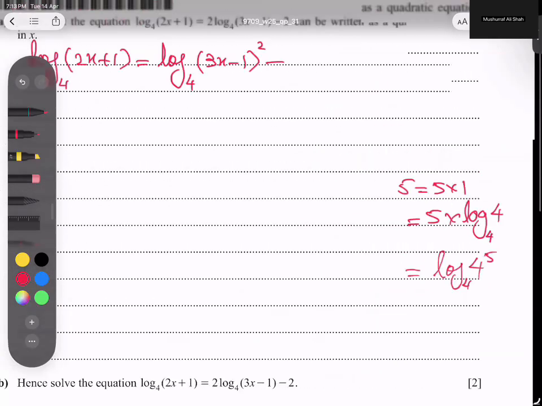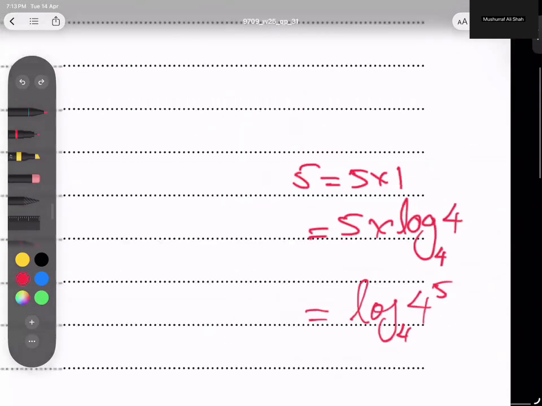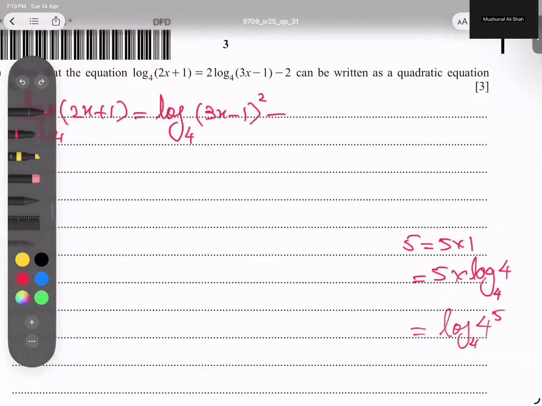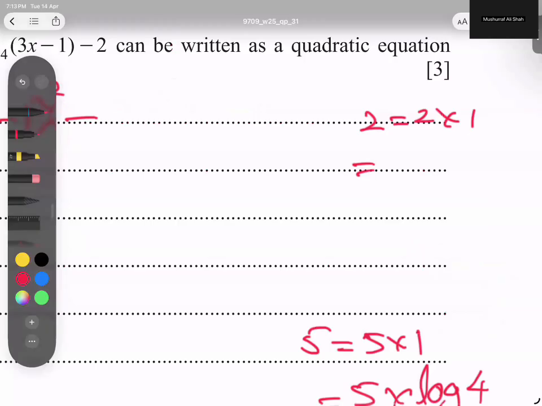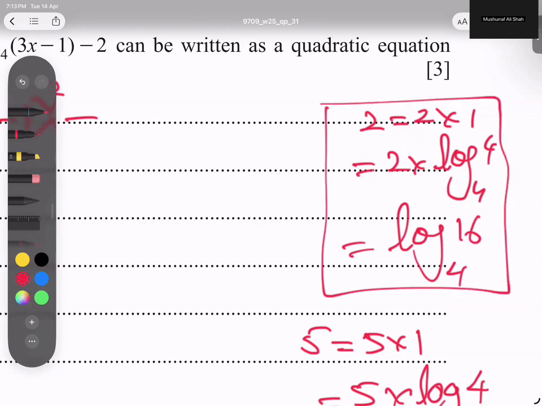Now I'm going to replace, but the problem is now we have a 2. Then what to do? Same story, we can write 2 is equal to 2 into 1, and I can introduce this log of 4 base 4, and 2 will go in the power. When 2 goes in the power, we get 4 to power 2, 16. So Alhamdulillah Rabbil Alameen, I believe you understood well how I have converted.